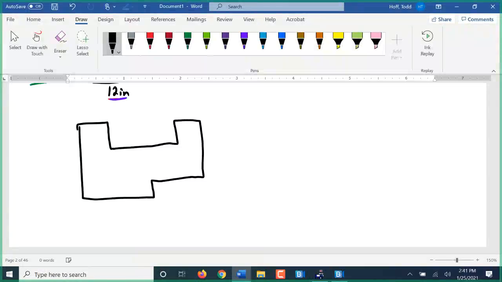We have a shape like this. Now I will tell you this is even across here. Okay. So if I tell you that this here is 6 inches, and let's go 15 inches, 5 inches, 5 inches.